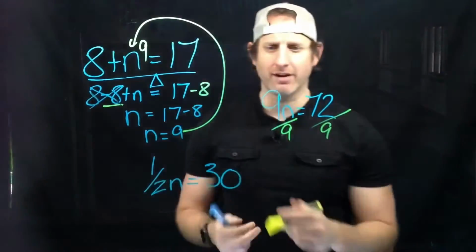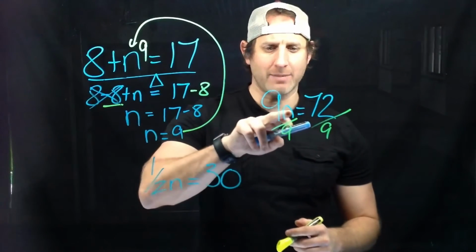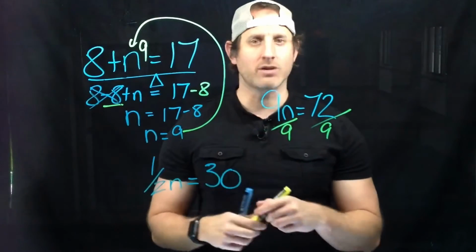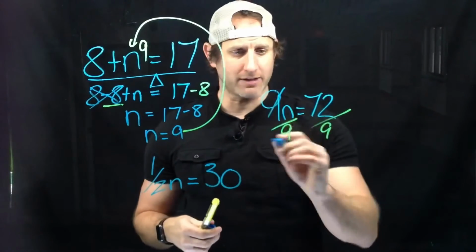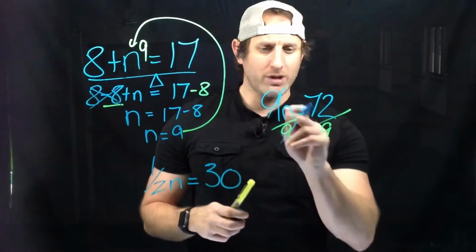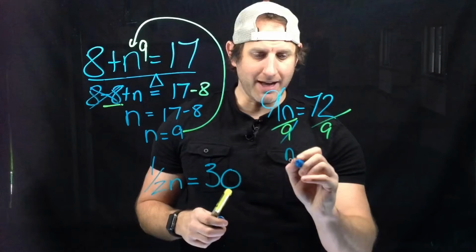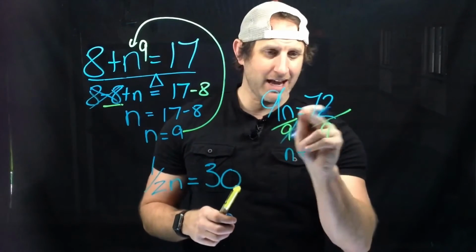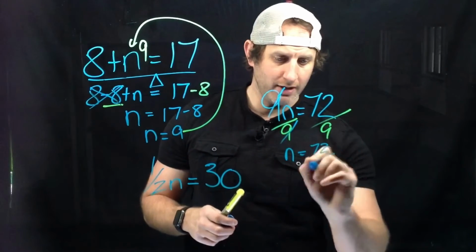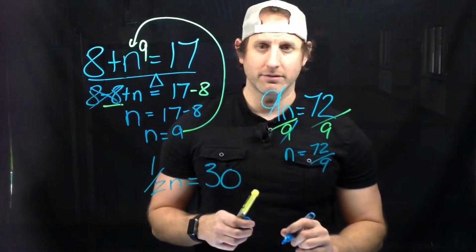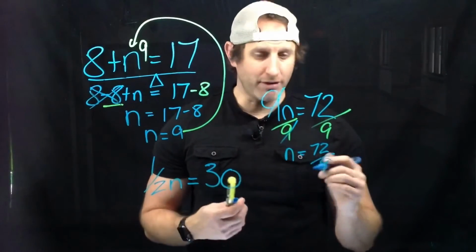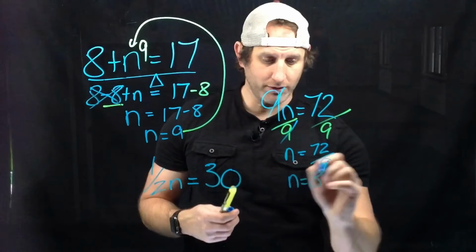Now what I have here is this 9 times n divided by 9 is going to cancel out. So that'll disappear and that'll disappear. Which leaves me with n all by itself. N is the same as 72 divided by 9. Now I just have to do the math. N is equal to 8.